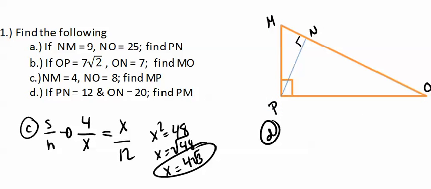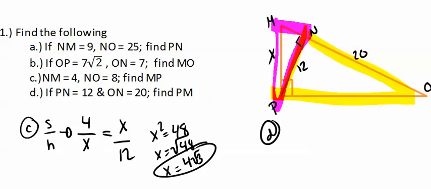And finally D. If we have PN equals 12, ON equals 20, and we want to find PM, what we'll do in this case is that you notice, based on the sections given, in the yellow we're given the short and the long side, but in the purple we're given the hypotenuse and the long side. But if we have two sides out of a triangle, we can find the third missing side based on special triangles, or Pythagorean theorem.